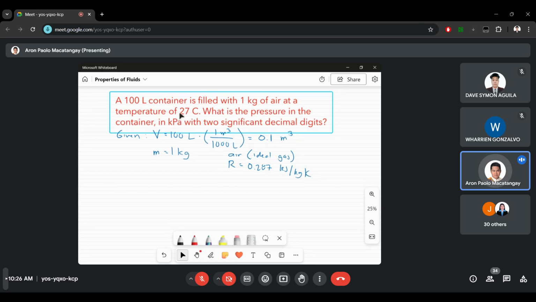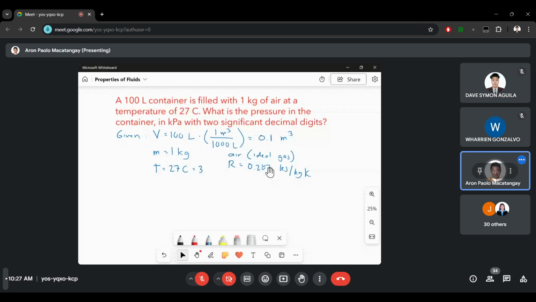At a temperature of 27 degrees Celsius, or again, converting that to Kelvin, that is 300.15 Kelvin. And the conversion there is 273.15. Now find. We are asked to find the pressure.